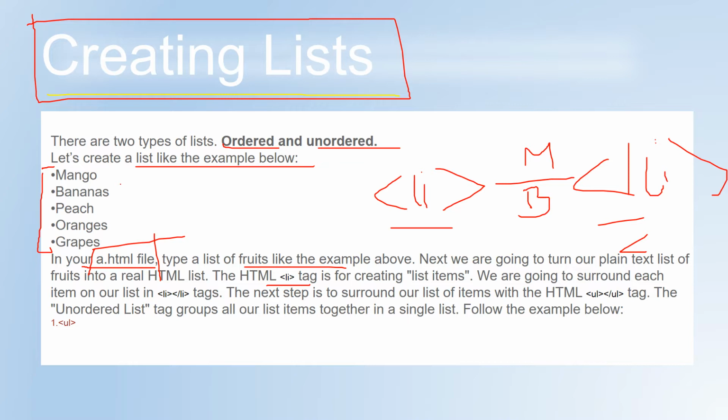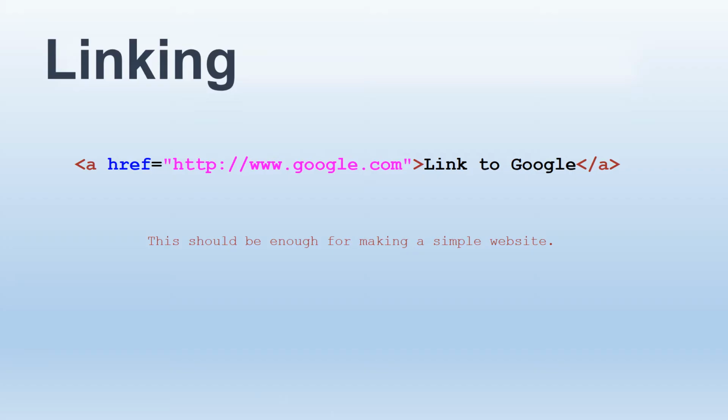But if it's an unordered list, you'll have one of the things here, and then another one, and another one. I'll show you all of these things in the example when we actually show things practically. So let's move on to the next one.